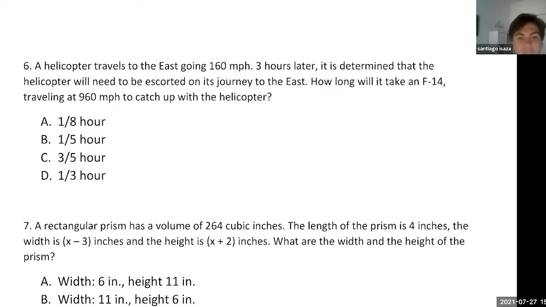Helicopter travels to the east going 160 miles per hour. 3 hours later, it is determined that the helicopter will need to be escorted on its journey to the east. How long will it take an F-14 traveling at 960 miles per hour to catch up with the helicopter?